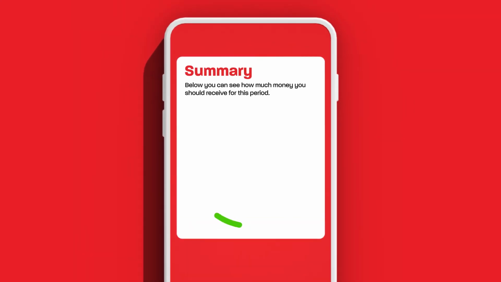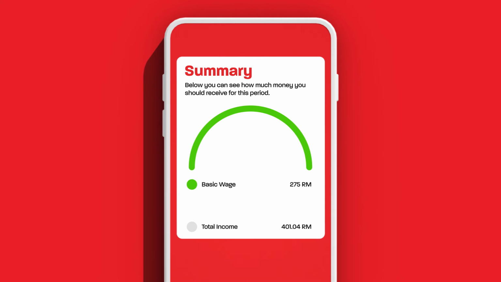The summary shows Sambat that for the regular working week, he earned 275 ringgit from normal working hours, and for his overtime, he earned 126 ringgit and 4 sen, the correct amount that he was paid by his employer.